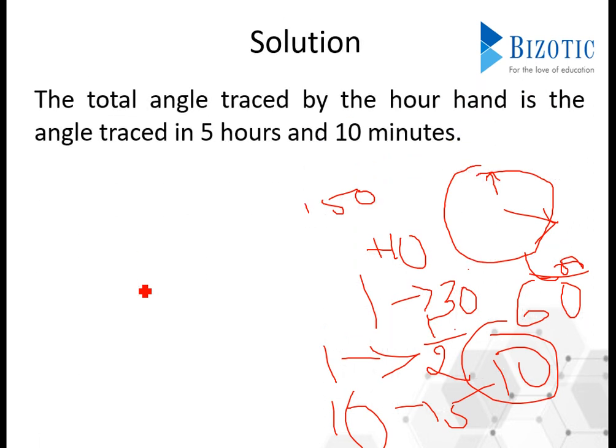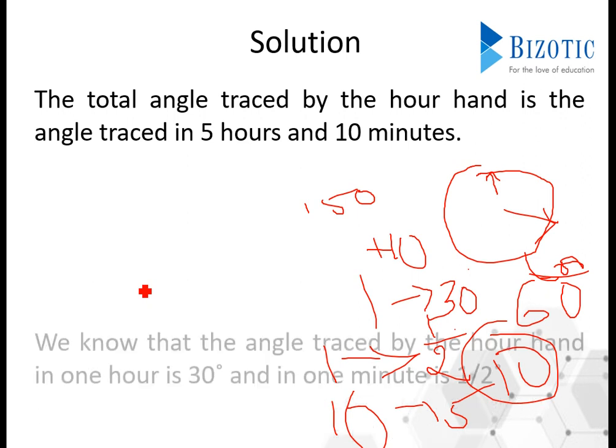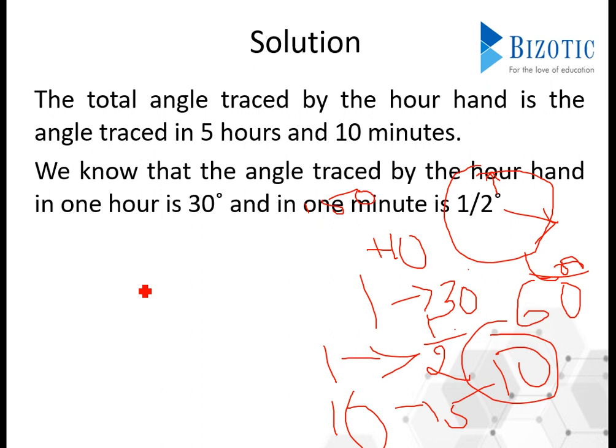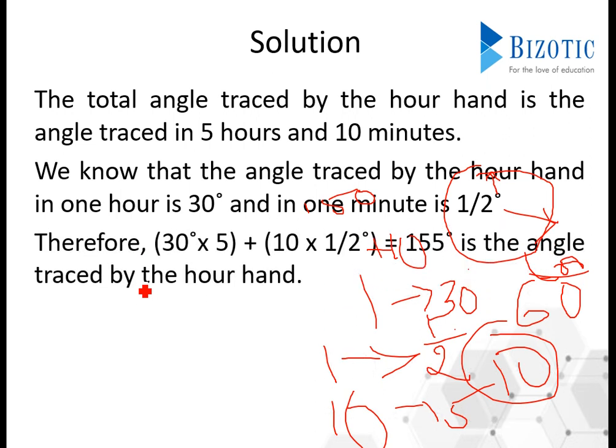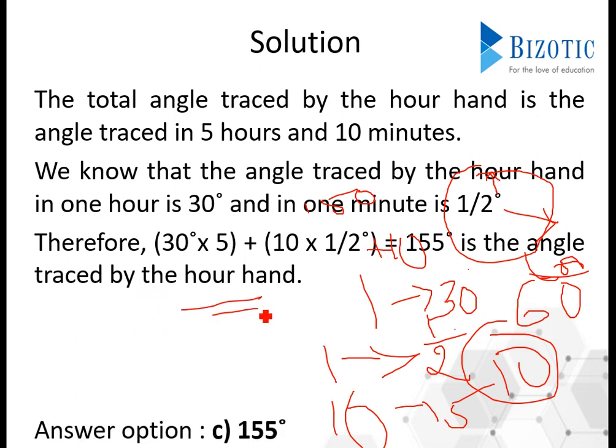So that's been given in the solution. The total angle traced by the hour hand is the angle traced in 5 hours 10 minutes. You know that the angle traced by the hour hand in 1 hour is 30 degrees and in 1 minute is half a degree. By adding all of them you'll get 155 degrees as the angle traced by the hour hand, which gives you the right answer, option C, 155 degrees.